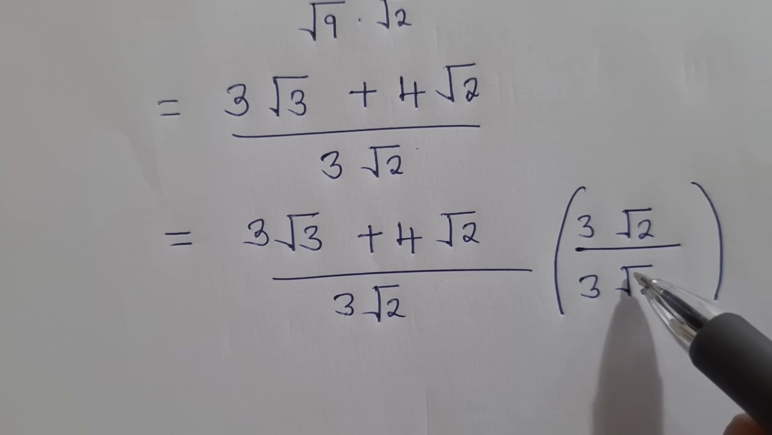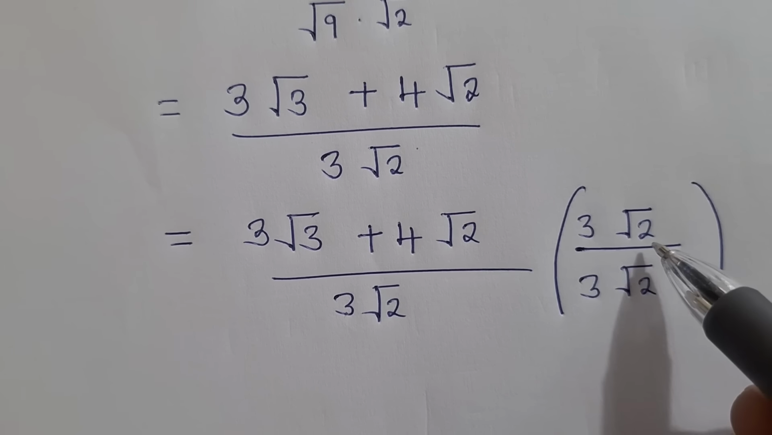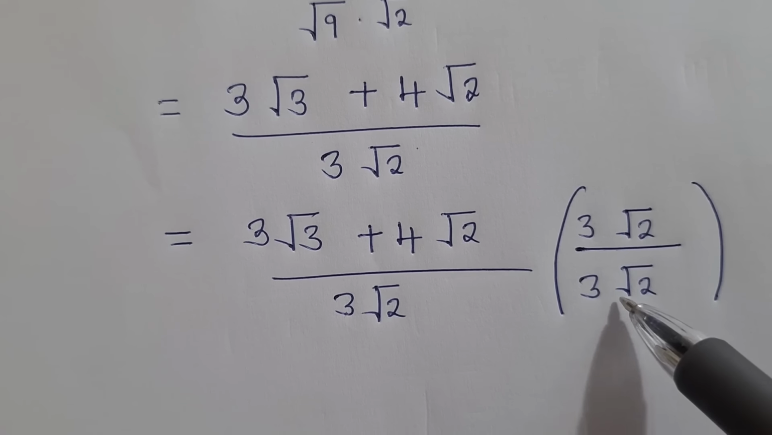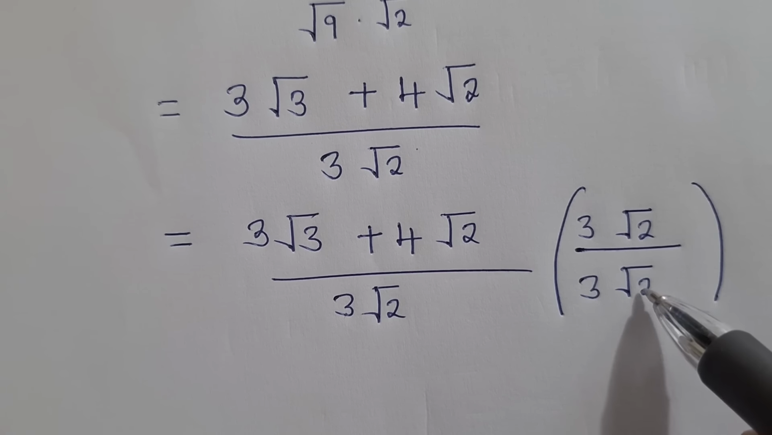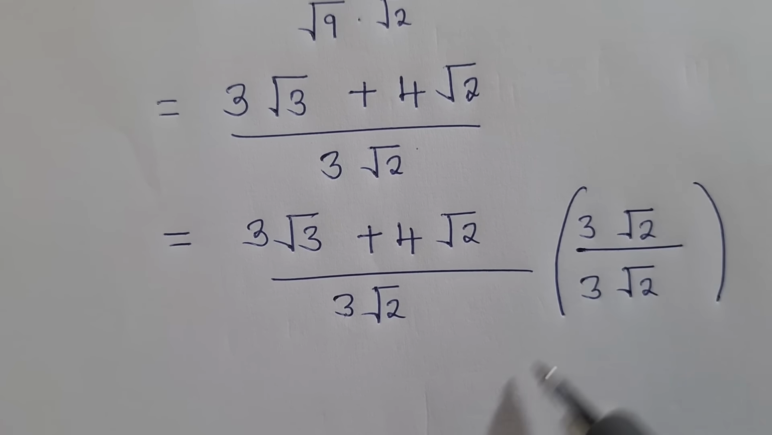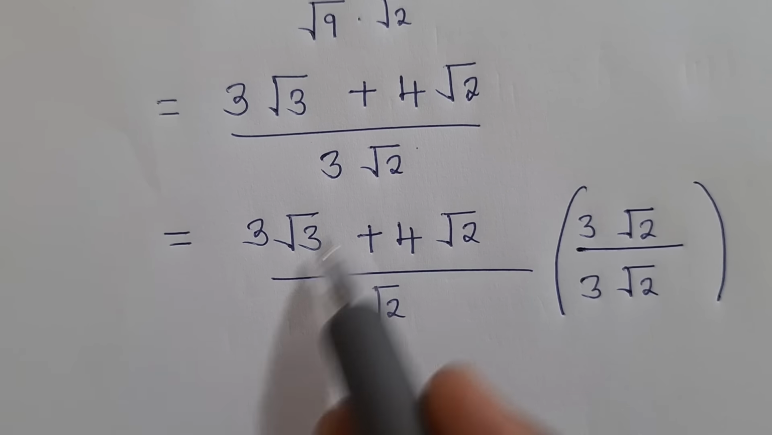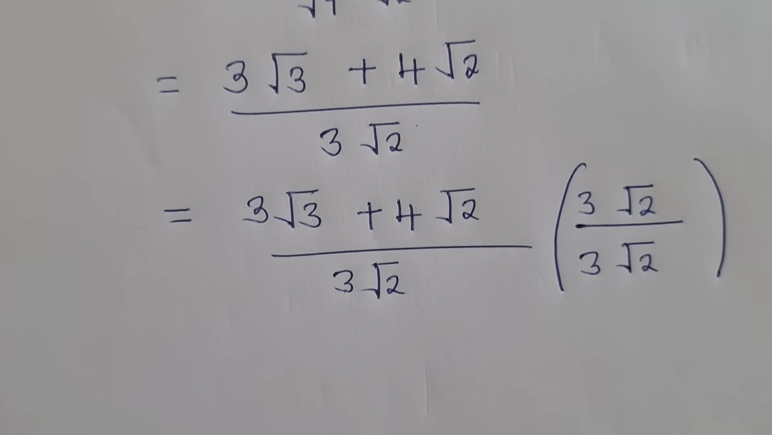So when I multiply like this, it is a 1. It's just giving me a 1. 3 multiplied by square root of 2 over 3 multiplied by square root of 2. This is a 1. So we are multiplying nothing, so to say, to this. It's just a 1. It won't change anything when you conjugate like this.